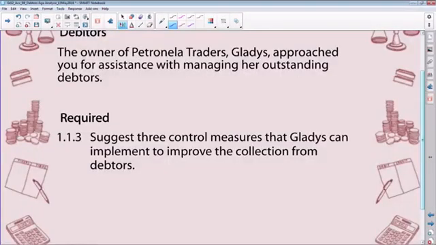Let's check. It said 3 control measures to improve the collection from debtors. 1, if you look at her terms, we said it is 60 days. Generally, the accepted credit terms would be 30 days. So maybe one of the reasons that they are not paying is because they're given too much time to pay. So reduce that to the acceptable 30-day period. Right, that's 1. Another one, what can you think of? 2, remember we said, the carrot and the stick method? Charge interest on overdue accounts. That's right. If the account is overdue, you can charge interest on the overdue accounts.